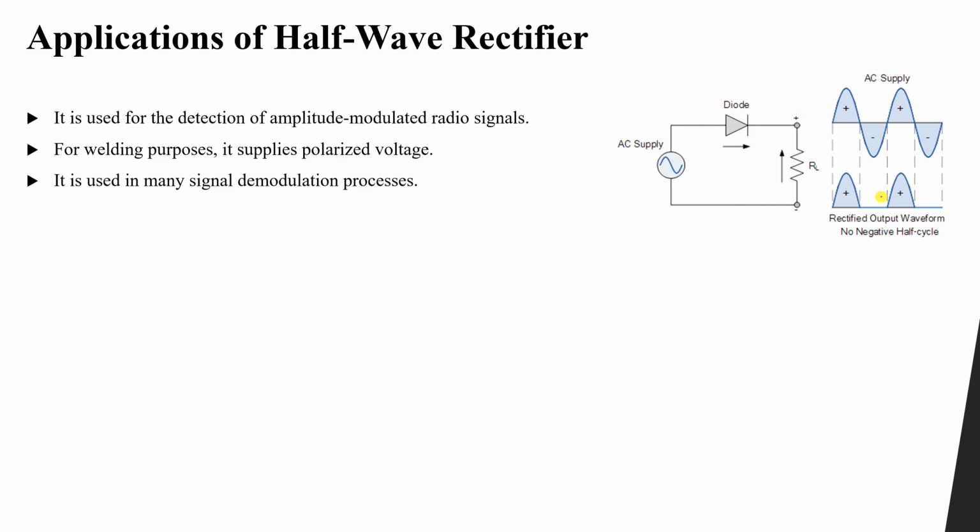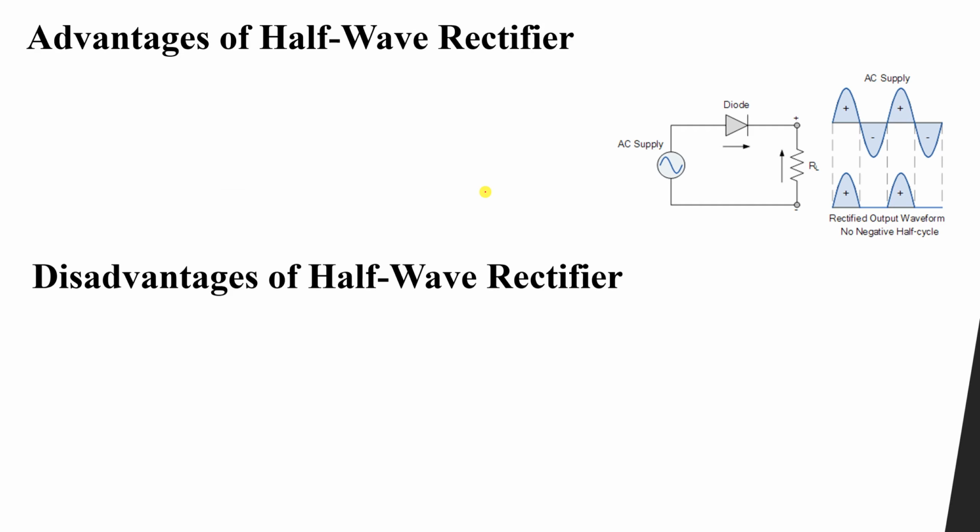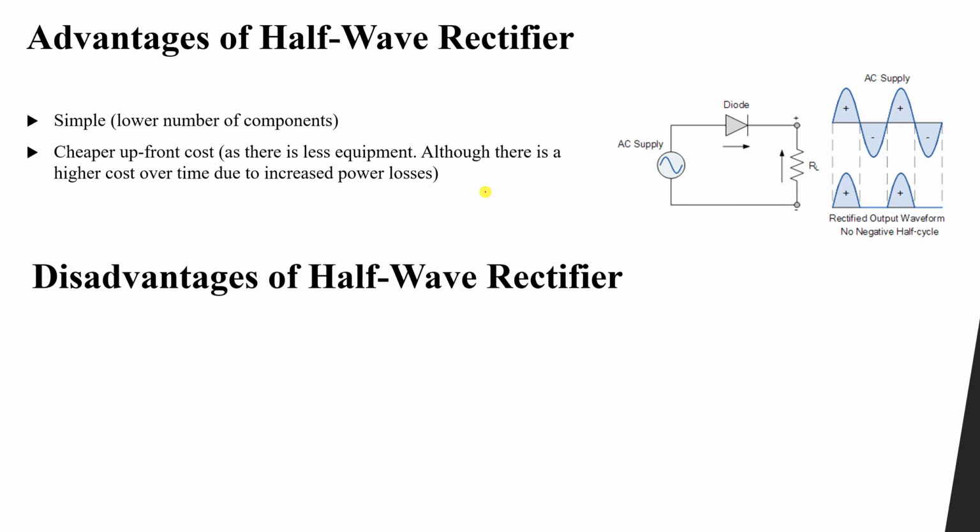All of these are related to the communication field, electronics and communication fields. We don't care about this from the electrical power engineering perspective. What are the advantages? As you can see, it is a very simple circuit, just one diode to convert an AC signal into a rectified or DC output. Number two, it is very cheap, with a cheaper upfront cost as it requires very little equipment.